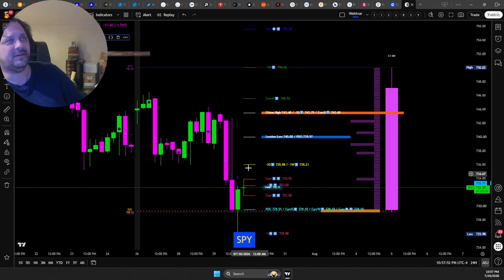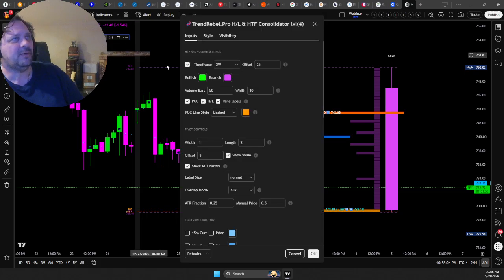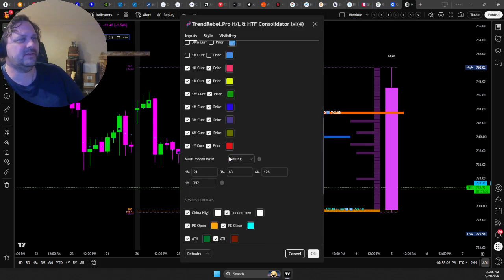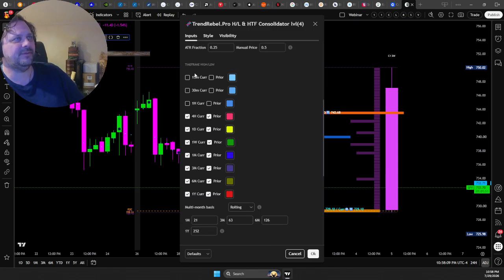What else is in here? Well, I folded in the China high and the London low that Ginger was showing you on his one. That's all tied right into here. In addition to having just about any other time frame high lows that you would want in here, we just pop in here real quick and take a look at those settings. So all the way down from the 15-minute all the way up to a year, we can have the current and the prior high low for those periods.